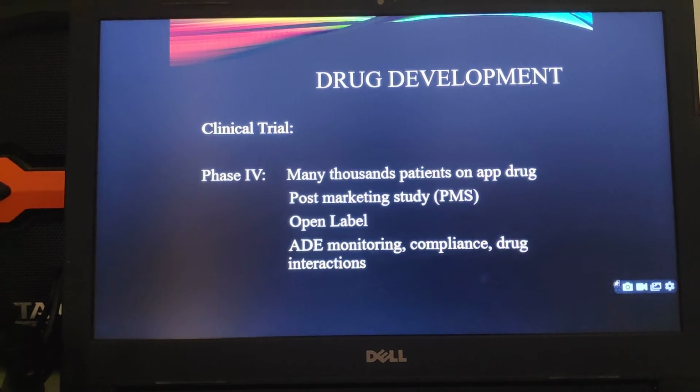Now, after the drug is approved, it undergoes phase 4 clinical trial, which is done in many thousands of patients. And the objective of doing post-marketing study is to assess the safety of the drug. It is mostly like a safety assessment, to do the surveillance, to monitor the side effects, to see the patient compliance, and if there is any drug interaction. Because phase 4 clinical trial is mostly done in the real world setting without much controlled condition.